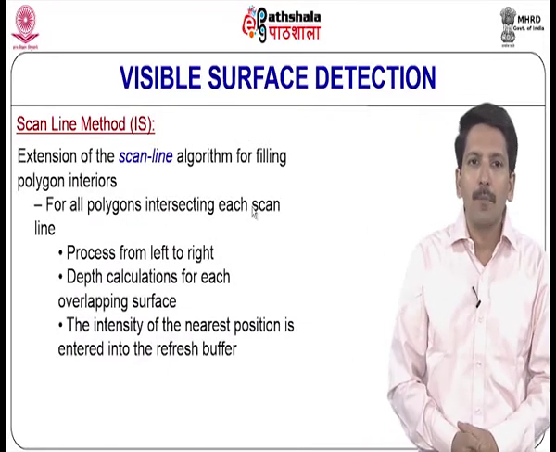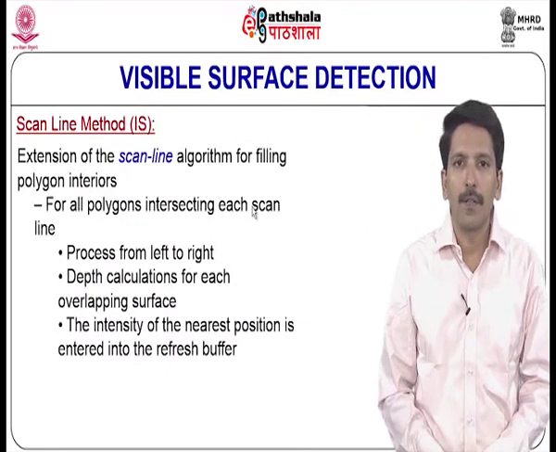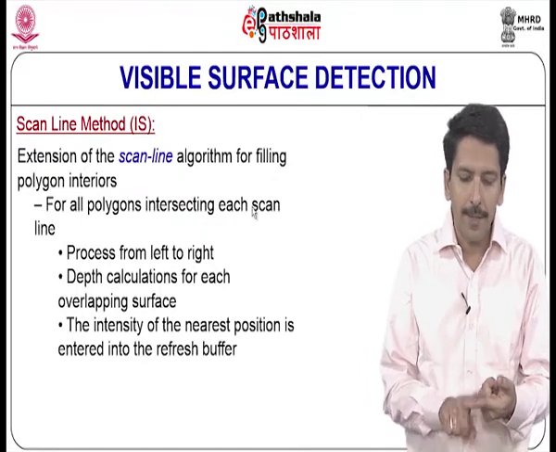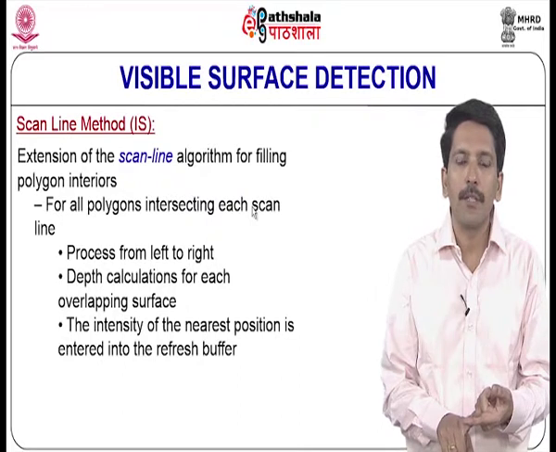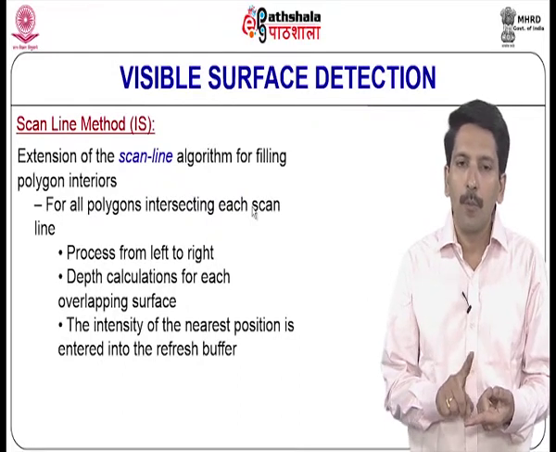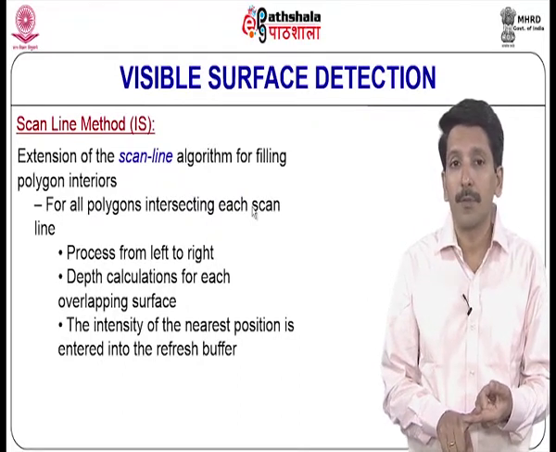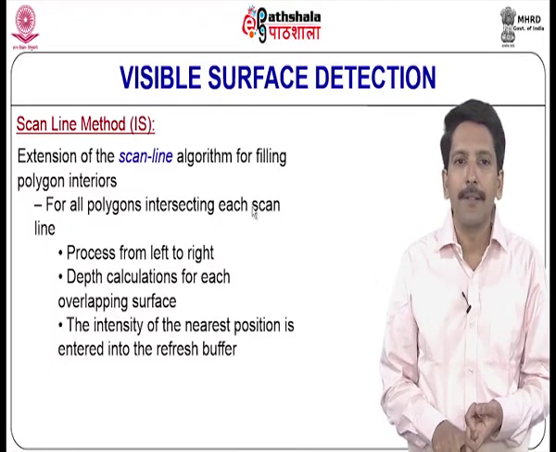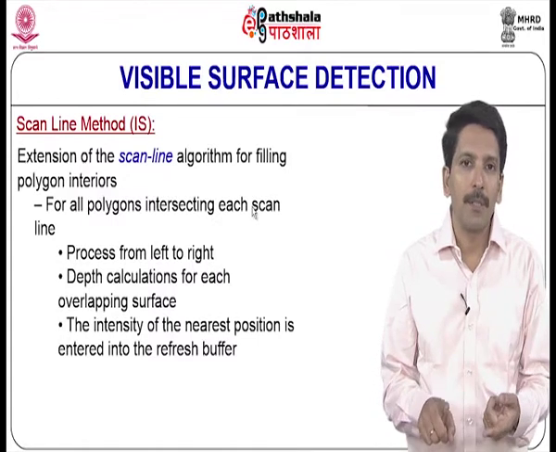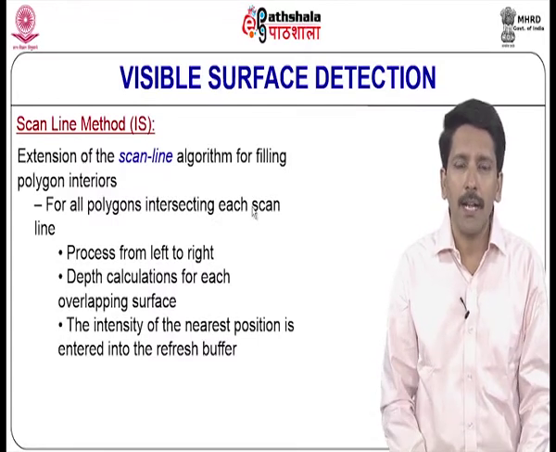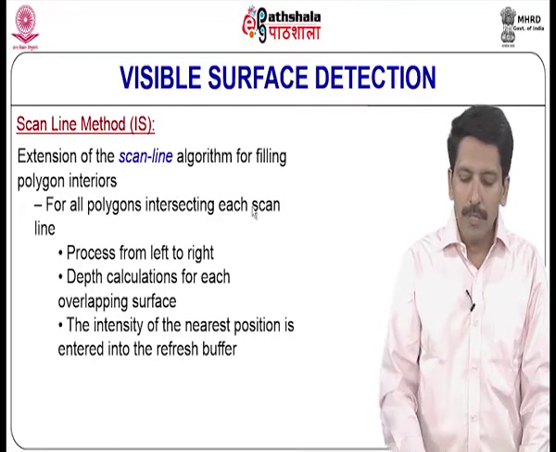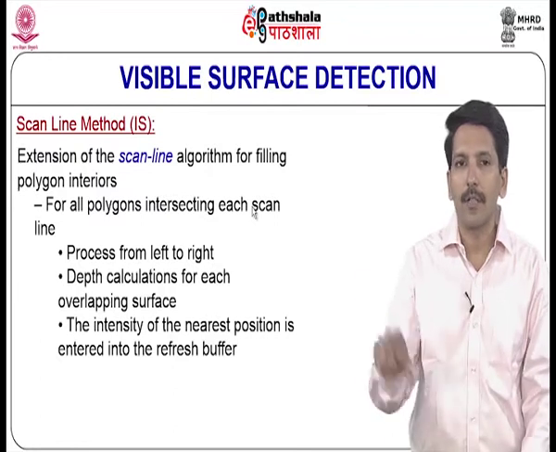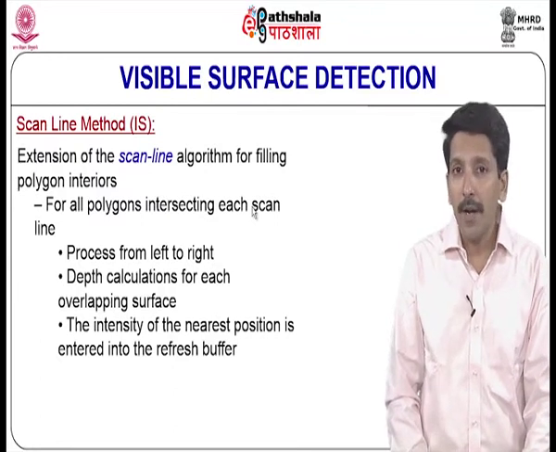The next important method, which is very popular in visible surface detection, is the scanline method. We have seen the simple backface detection method, which is an example of object space methods. We have seen one example of image space methods, which is the z buffer or depth buffer method. Another interesting example of image space methods is the scanline method.